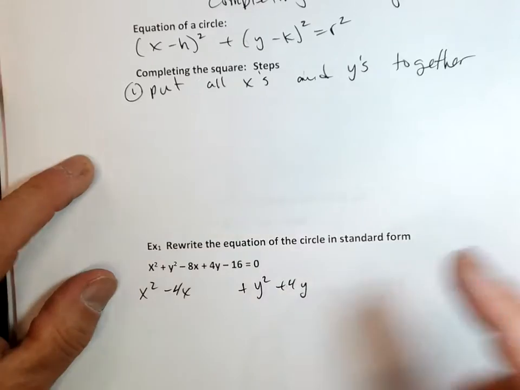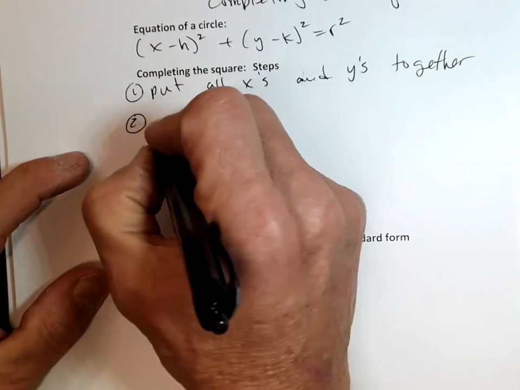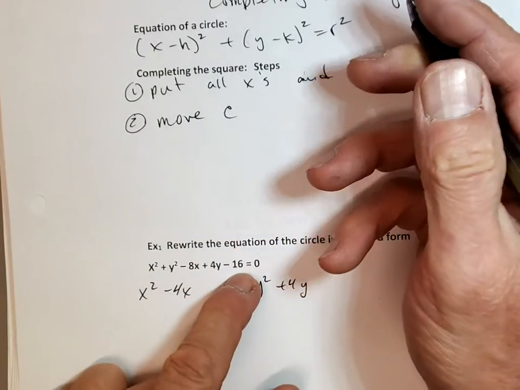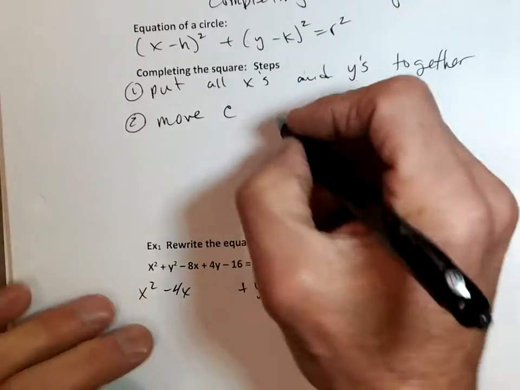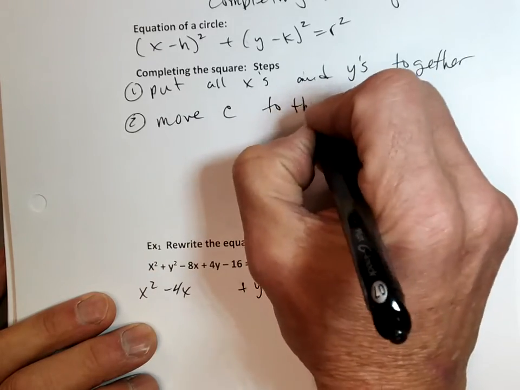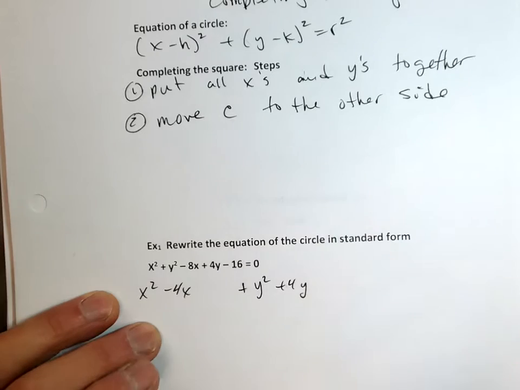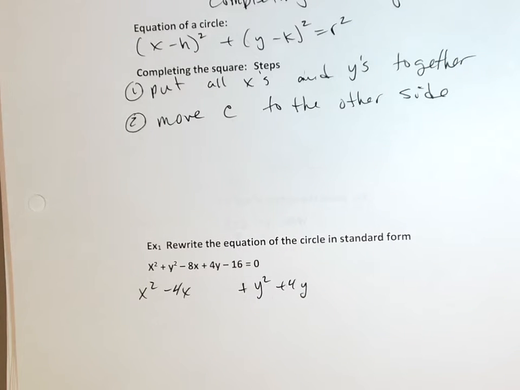Now, step two, move c. Now c is the number by itself. It's called the constant. Move c to the other side, okay?